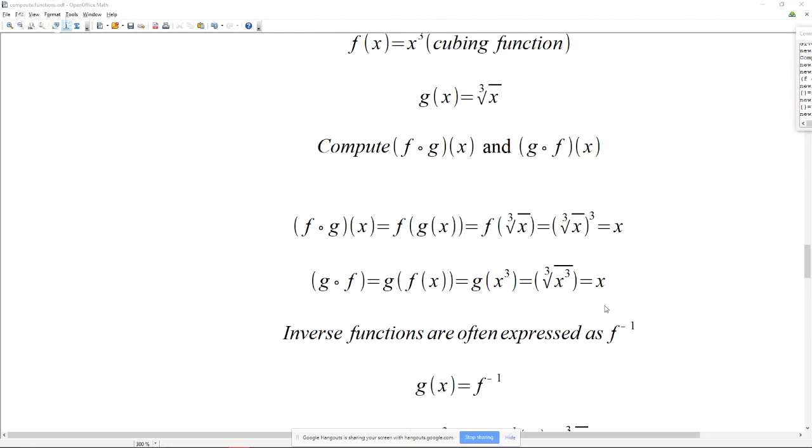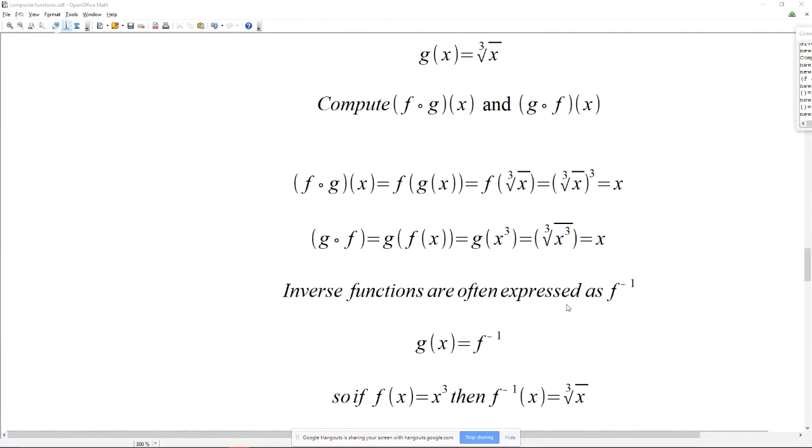Now you're generally going to see inverse functions expressed with this notation, f raised to the -1. This is not f raised to a negative exponent. When you see a negative on the exponent, it generally means an inverse. Like, for example, if I have x to the -1, what is x to the -1? Well, it's 1 over x.